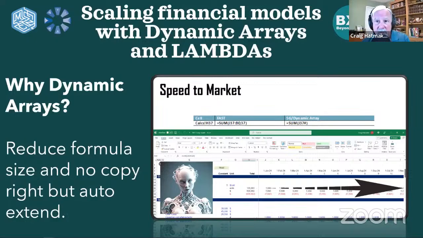So if it changes, unlike the fast model, that BQ37, if we add more periods, that BQ37 has to be changed. You would have to change that. But in the dynamic arrays, you don't. You just leave that formula as is, and it auto extends. So that makes your speed to market just incredibly fast, and it also reduces errors. Let's listen to her again.